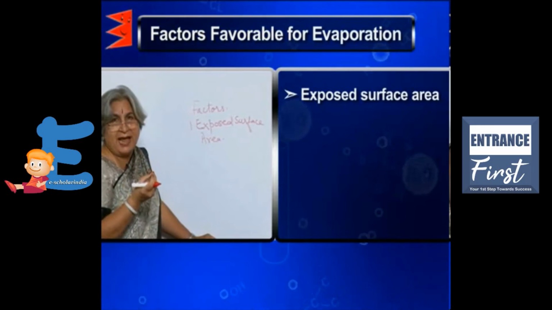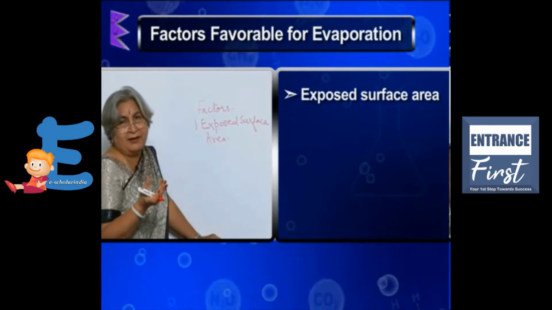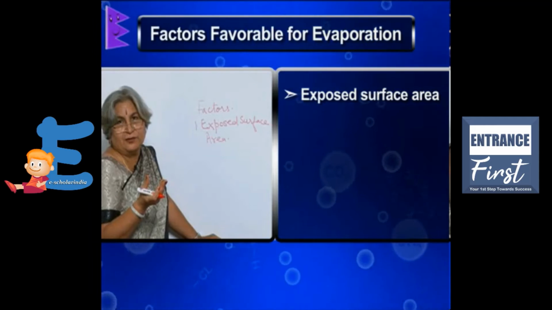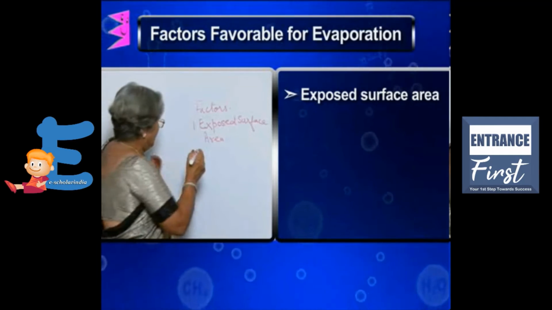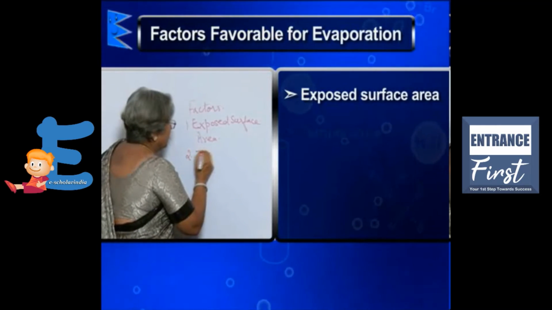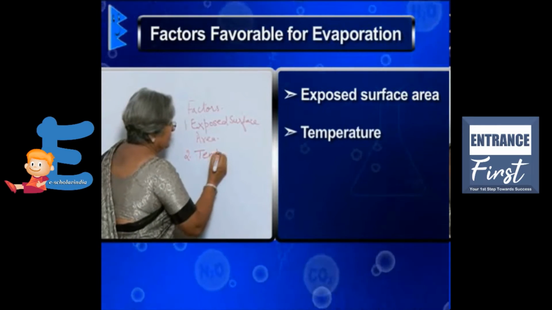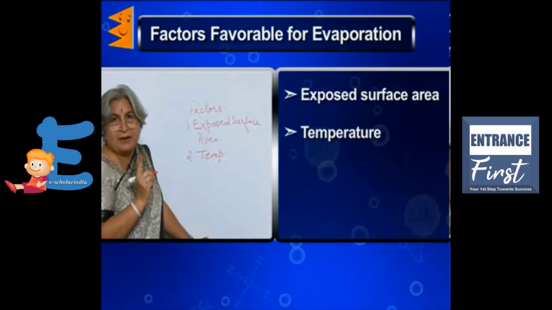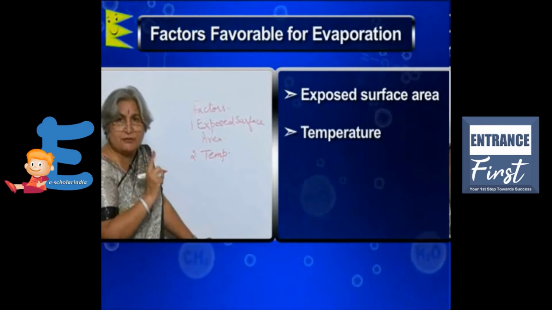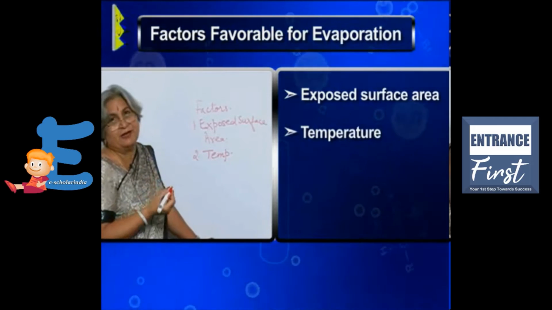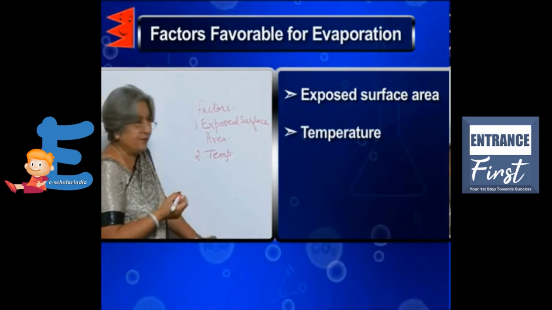Even a small thing like a hanky, if you spread it, it will dry up very fast. Do you ever dry your hanky when it is folded? Of course you don't. Second, temperature. That is why the clothes dry up faster in summers and not in winters. So when atmospheric temperature is higher, the rate of evaporation will also be more.